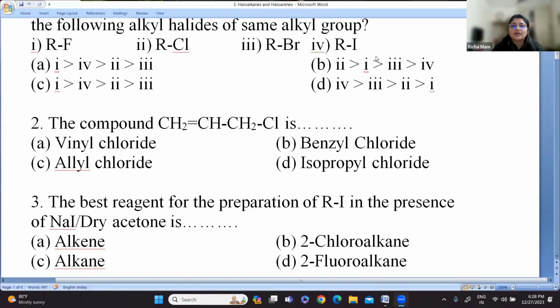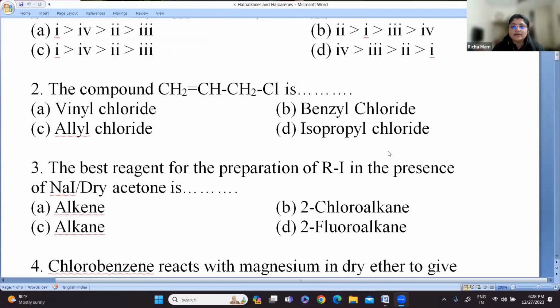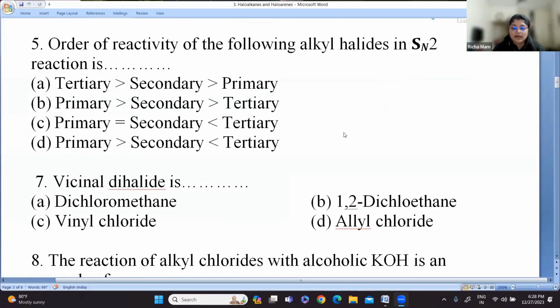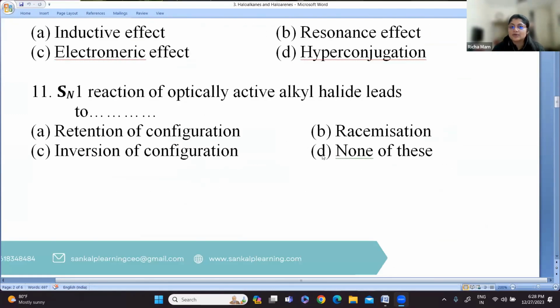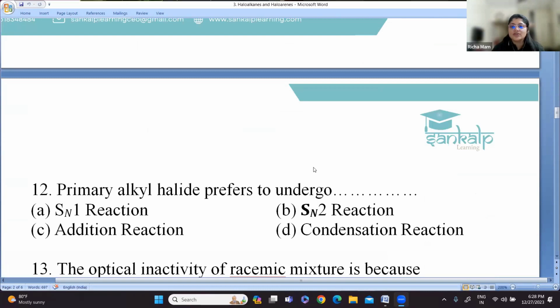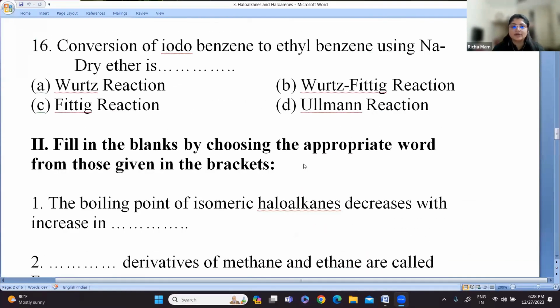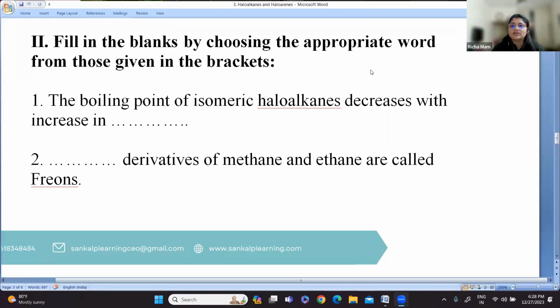Okay, fine. Is the topic haloalkanes and haloarenes clear? These are the things which are to be covered in this particular chapter, and I have dealt with all of them. So any doubts in this chapter? Because I'm going to move to the next chapter. Any doubts?